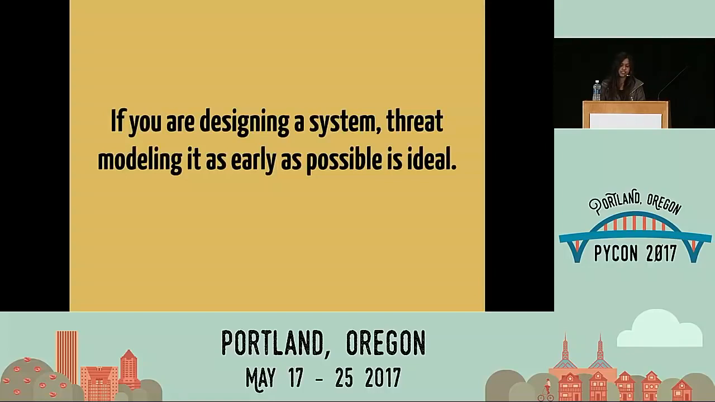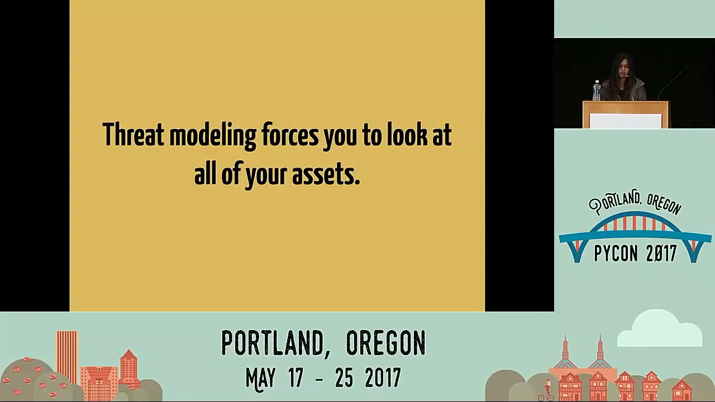If you're designing a system, threat modeling it as early as possible is ideal. If there is data at rest, for example, our token in the forgot password example, you have to be mindful of the scope and invariance of that data. These are formally referred to as assets, and identifying and protecting against possible threats to these assets is crucial.